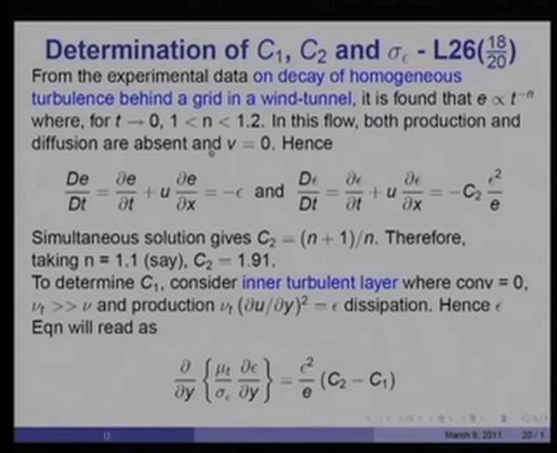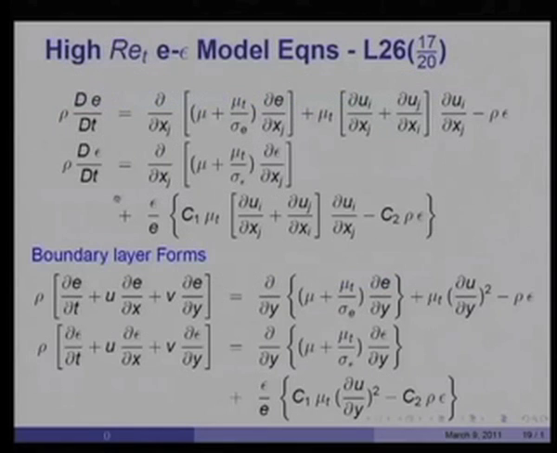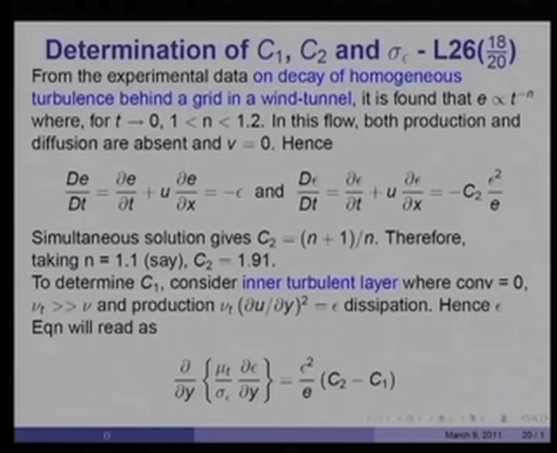and V, the normal velocity component, is 0, and therefore dE by dt would be simply, you will see in this case dE by dt would be simply equal to minus rho epsilon. So, rate of change of energy is simply balanced by the dissipation, and that is what I have written here. And likewise d epsilon by dt would be equal to minus c2 epsilon square by E.